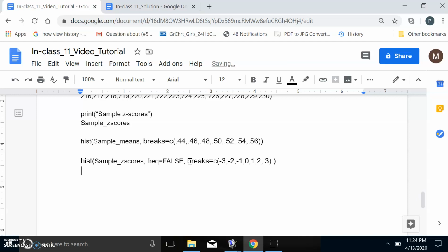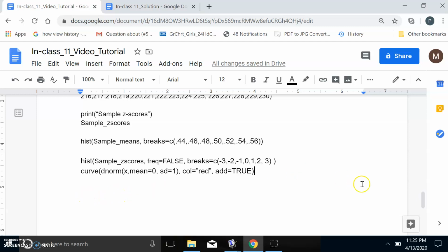Then we have to overlay our standard normal. So you're going to write curve, then write dnorm of x, mean. So it's a standard normal, so the mean is 0. The standard deviation is 1. And let's say the color of this, doesn't matter, say red. And then we're going to add it to our histogram. So you write add true. Okay, so that's our R code.